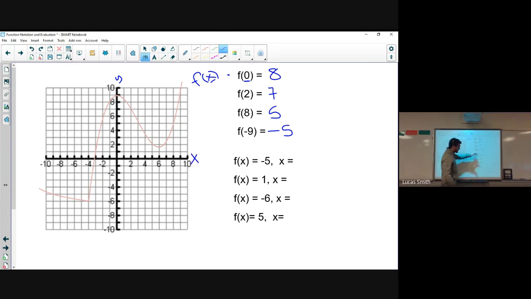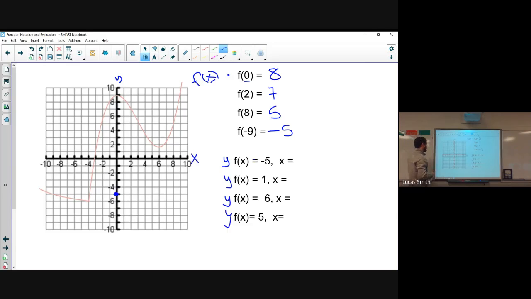So now on these other problems, this is the alternative case, right? Now it's giving you f of x equals all these things. Remember, f of x is just a fancy way of saying y. So it's saying y equals negative 5, y equals 1, y equals negative 6, y equals 5. And it wants you to tell me what the x value is that corresponds with that. All right. So if y equals negative 5, let's think about that. I'm going to go to negative 5 on the y-axis. That's right here. Negative 5 on the y-axis.